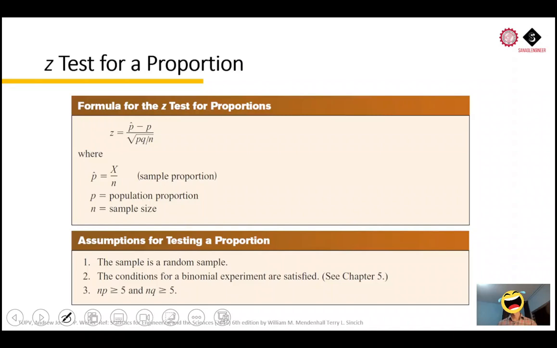Let's go now to the proportion statistic. How do we do hypothesis testing using the proportion? For the test value, the general formula for the proportion is p hat, the sample proportion, minus p, the population proportion, divided by the standard error, which is the square root of pq over n.